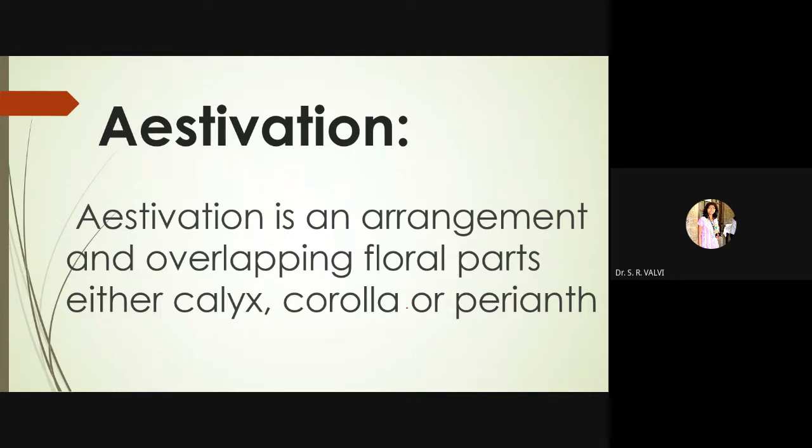So here estivation is an arrangement and overlapping of floral parts, either calyx, corolla or perianth. Okay, so it is arrangement and overlapping of floral parts. Either it is calyx, corolla or perianth. Okay, so estivation is always seen in case of calyx, in case of corolla and in case of perianth.